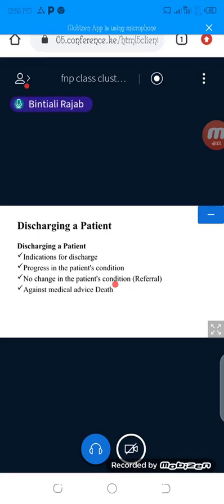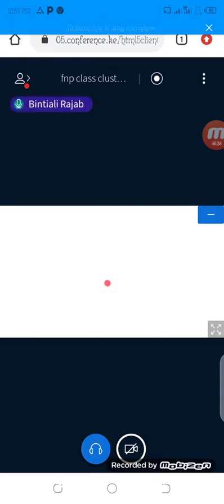for further management. And you can also discharge against medical advice. The patient themselves tells you, I don't want to know whether I have healed or not, I want to go home. In that case, you can just discharge the patient against medical advice. You cannot keep the patient in the hospital if they don't want to stay, but you discharge against medical advice. And in the case of death, then you also discharge the patient. So those are some of the indications for discharging a patient.